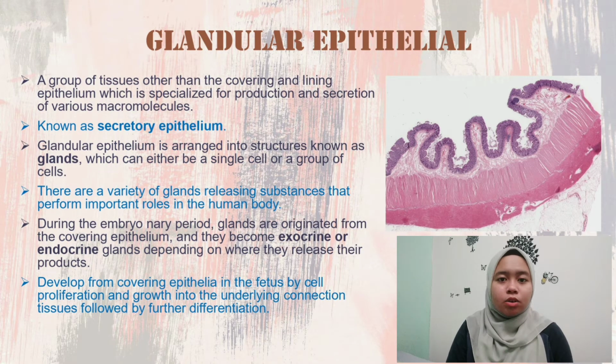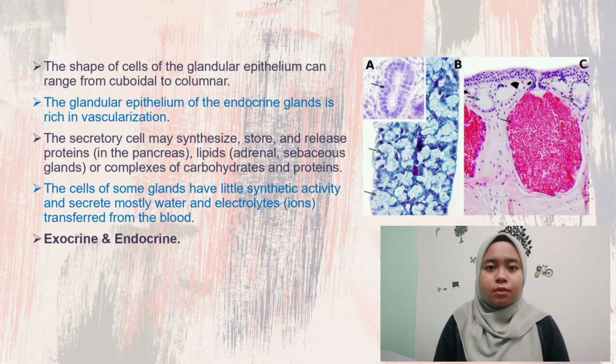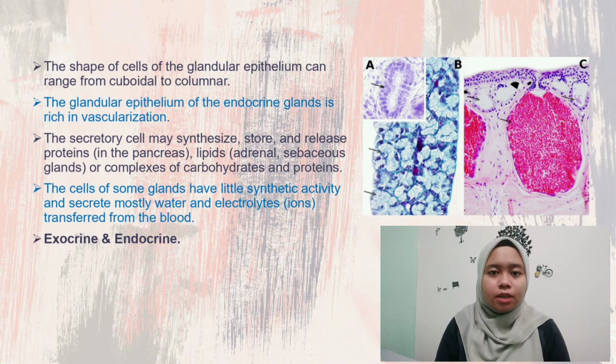Glandular epithelium is a group of tissues other than the covering and lining epithelium, which is specialized for the production and secretion of various macromolecules. It is also known as secretory epithelium. Glandular epithelium is arranged into structures known as glands, which can either be a single cell or a group of cells. There are a variety of glands releasing substances that perform important roles in the human body. The shape of cells of the glandular epithelium can range from cuboidal to columnar.